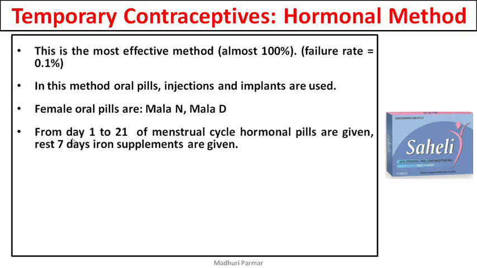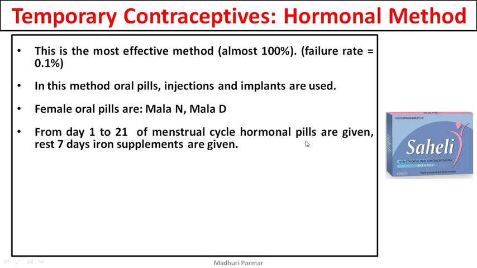When are these oral pills taken? They are normally taken from day 1 to day 21 of the menstrual cycle. We saw that the menstrual cycle takes place over 28 days. So from day 1 to day 21, the hormonal pills are given, and for the last 7 days, from 22 to 28, iron supplements are given. These iron supplements just help with the blood loss which happens during the menstrual cycle.